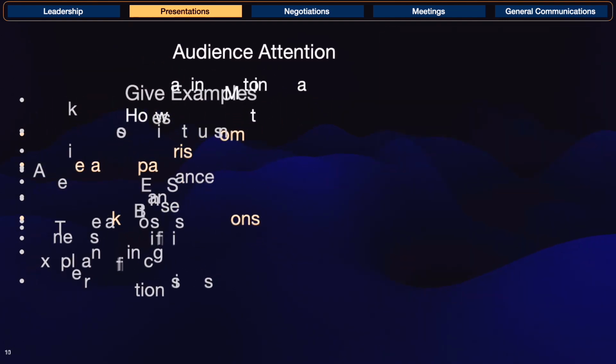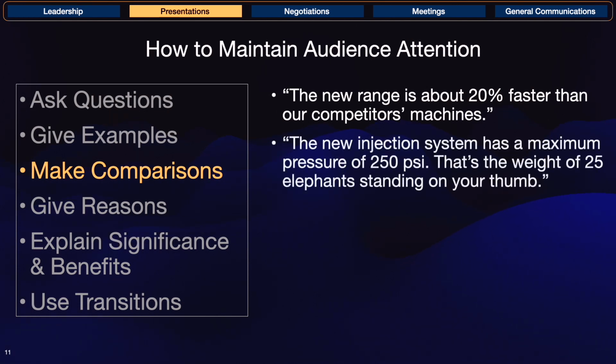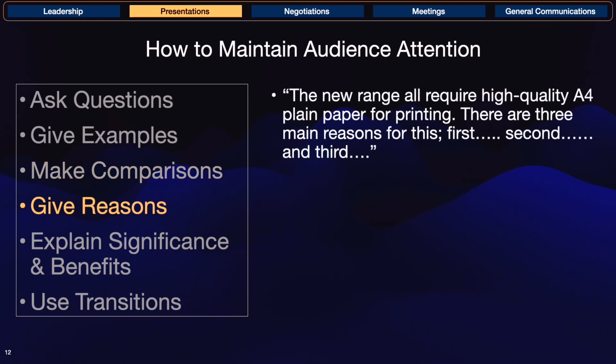It's very similar with making comparisons, which is the next method. Here's one. The new range is about 20% faster than our competitors' machines. The new injection system has a maximum pressure of 250 psi. That's the weight of 25 elephants standing on your thumb. Okay, so that's a couple of ways of giving comparisons.